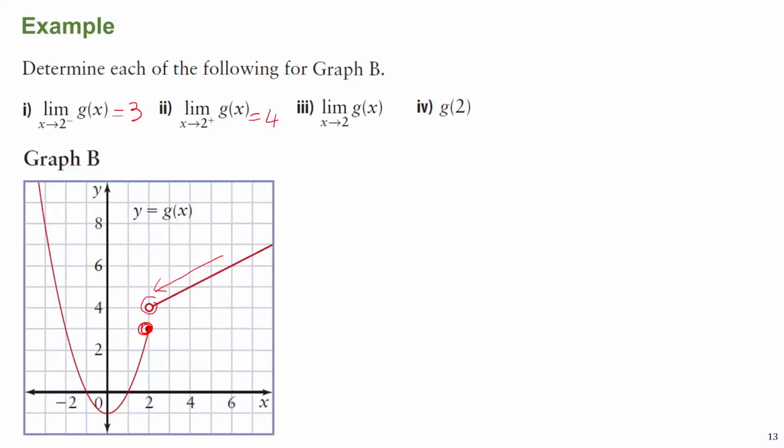And of course, we can see the left limit does not equal the right limit, right? So the limit of g(x) when x approaches 2 does not exist, right? And last one, what is g(2)? g(2) is the image of that function when x equals 2. So apparently that's this point here, right? And that equals 3. You see the difference?